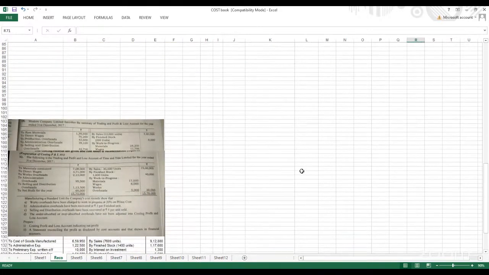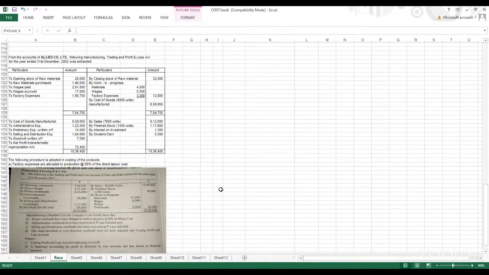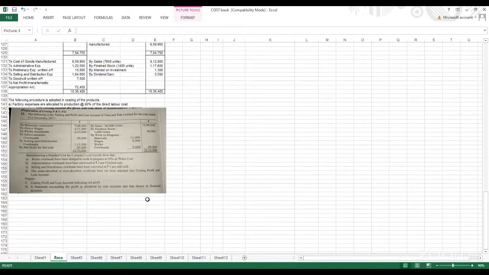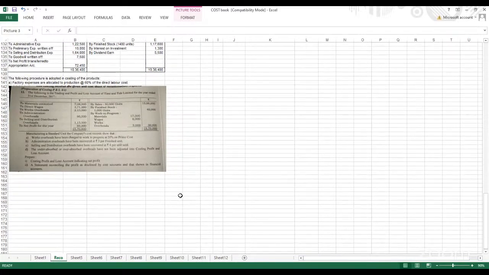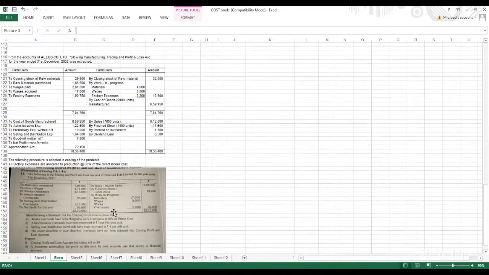I'll take a new sum now. We have 3 sums. Anyone tell me, which one should I take? This sum you want me to teach? 1, 2, 3. I'll take a smaller one. Which one is the smaller one among these? I'll take the 12th one. Okay, I'll take the one at the bottom, this one.